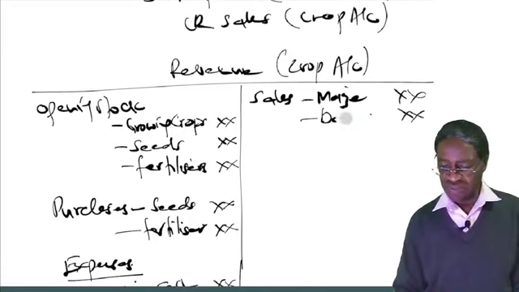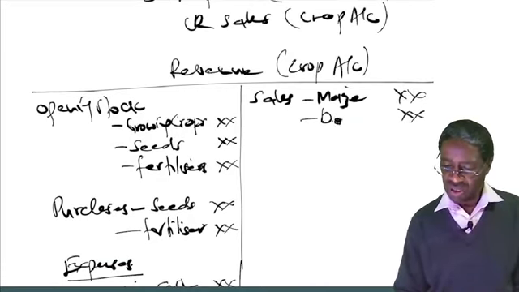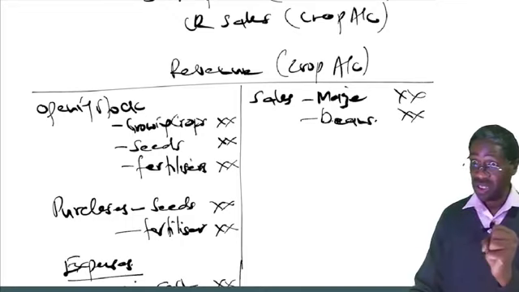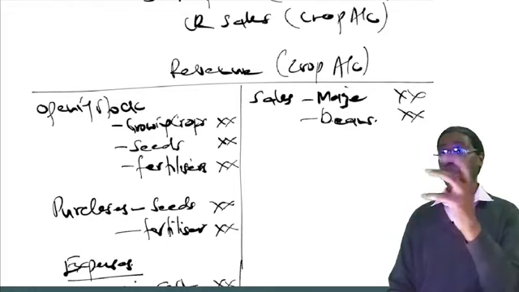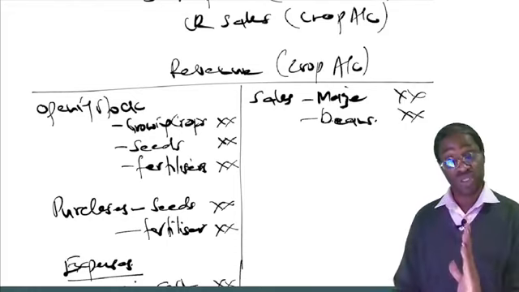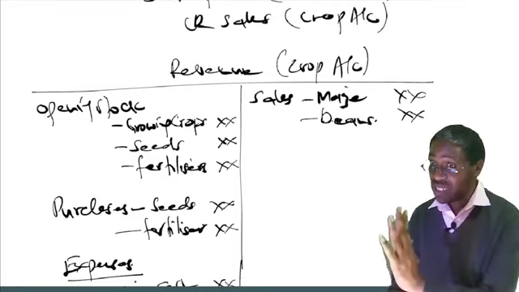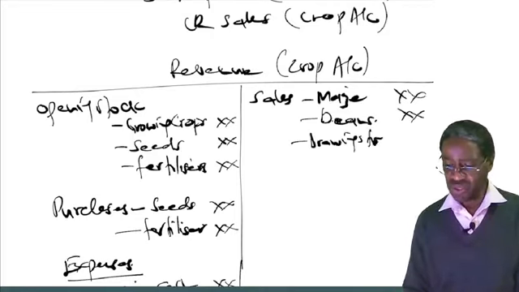Now listen again. I also told you, if there are any drawings for family consumption, where the family took maize for personal use, that I said is a drawing. I told you debit drawings, credit sales. You come and say here drawings for family use.